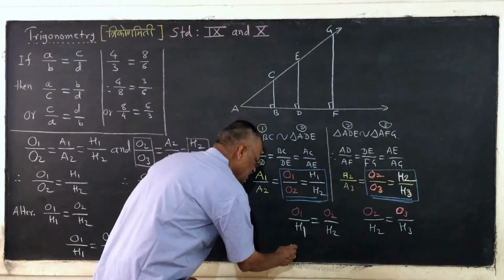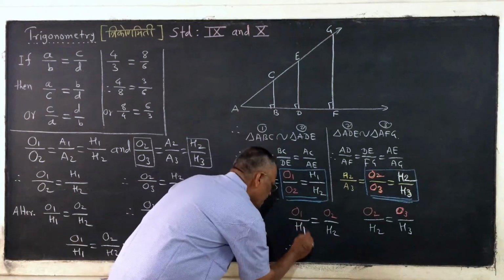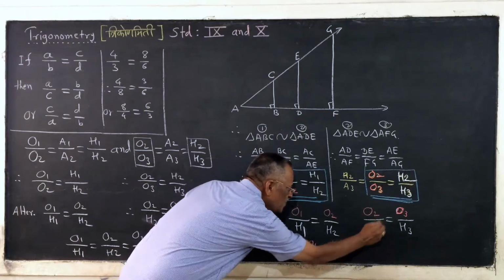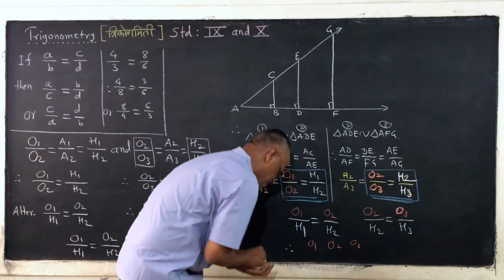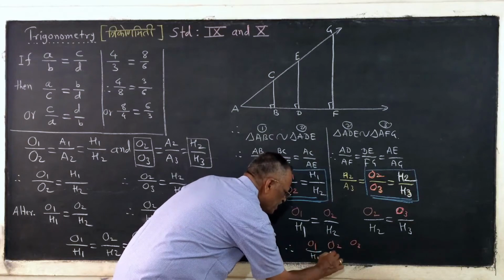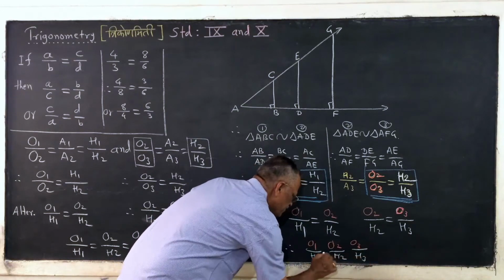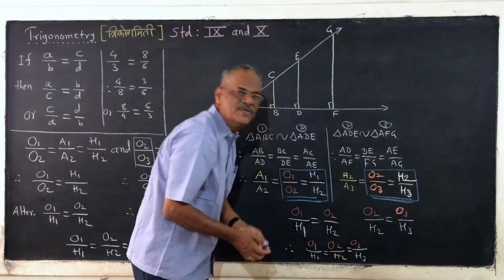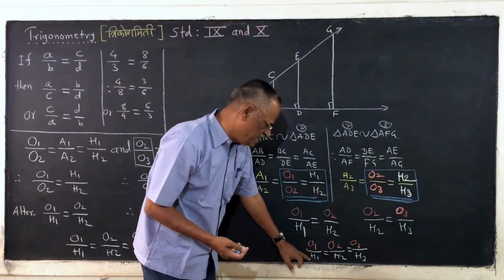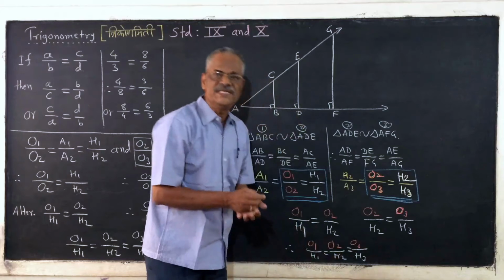So what is the last result you are getting there? That is very important for you. You are getting O1, O2, the third ratio O3, they are equal. Denominator is H1, H2, H3, all are equal. What is the result? O1 upon H1 is equal to O2 upon H2 is equal to O3 upon H3.